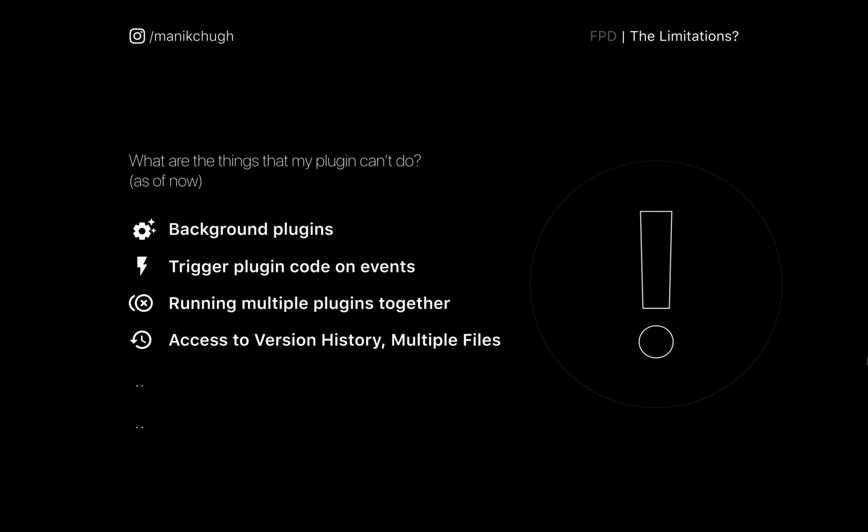Moving on to the next limitation, which is access to version history and multiple files. So if you are a Figma user, you will already be aware of version history, where you can revert any of your files in case you end up making a mess out of your file. You can simply select the version which you want to revert to and go back to that version. But as of now, with Figma APIs, it is not supported to do the same by lines of code.